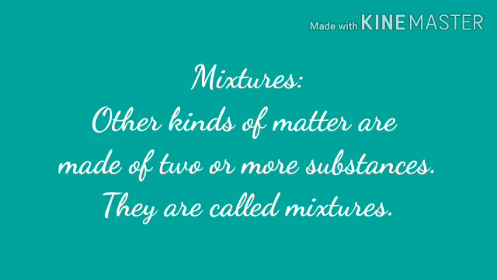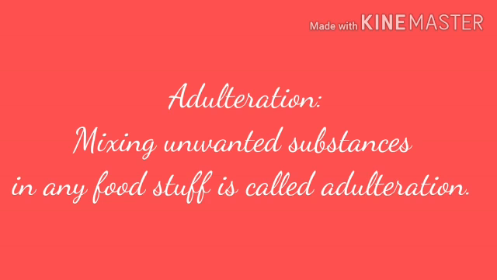Mixtures. Other kinds of matter are made of two or more substances. They are called mixtures. A mixture is formed by mixing different elements or compounds. The proportion of various components in a mixture is not fixed. No chemical change takes place during the formation of mixtures and no new substance is formed. For example, preparing a sharbat and preparing a bhel.